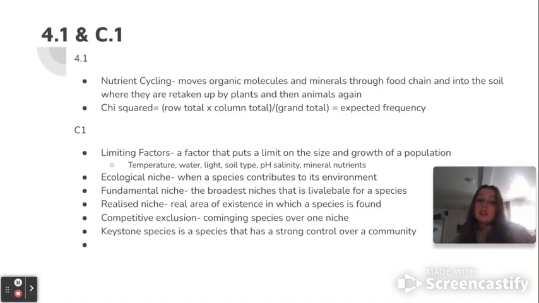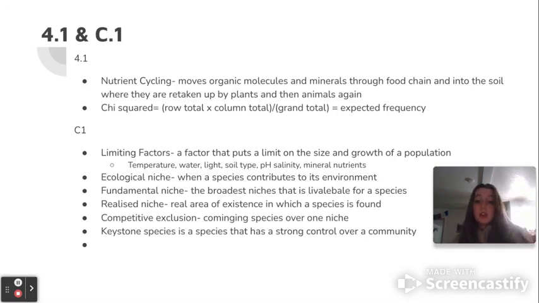There are ecological niches. That's when a species contributes to its environment in a very specific way. A fundamental niche is the broadest niche, and it's livable for the species. A realized niche is the real area of existence in which a species is found. So it's a more specific area that they're contributing to.